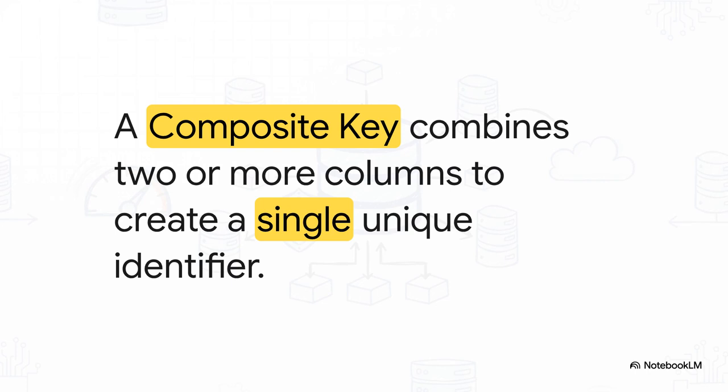The answer is a composite key. We literally combine two or more columns to create a brand new, single, unique identifier. So for our order items table, combining the order ID and the product ID creates a combo that is guaranteed to be unique. That specific product in that specific order. See, sometimes the identity isn't in one piece of data, it's in the combination.